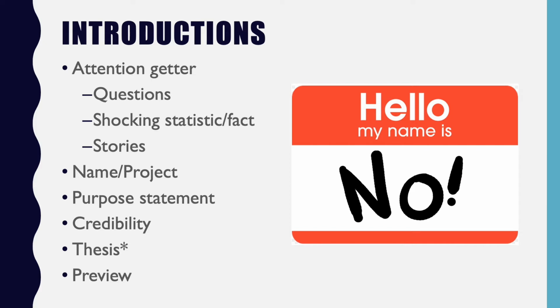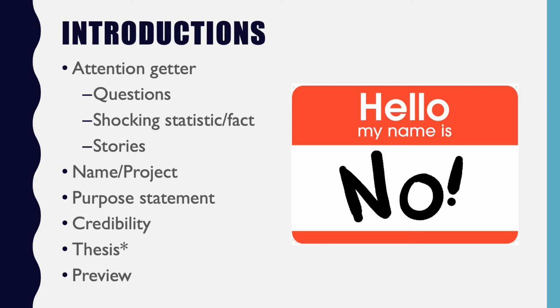To focus on introductions, notice here that you want to start with an attention getter. Please do not start by telling the audience your name or maybe where you're from. Even if you're in a group setting, don't introduce your group members from the very beginning. Go ahead and get the audience's attention with an attention getter. As you see here, there are different ways to get an audience's attention. You could do things like ask questions, give a shocking statistic or a fact, or tell a story.